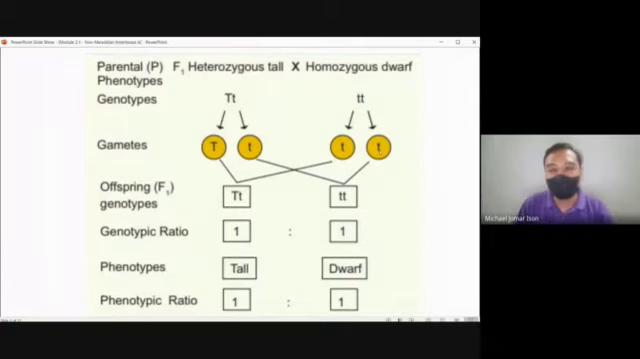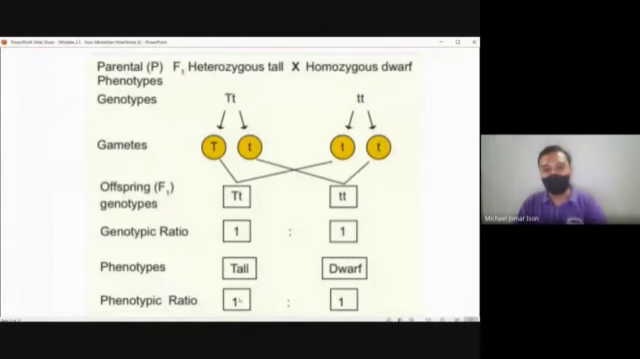When you cross them together, you will produce big T small t and small t small t, with a genotypic ratio of 1 to 1, because any combination will always result in big T small t and small t small t. So the genotypic ratio is 1 to 1: one big T small t and one small t small t. If you're asked about the phenotypes, of course, these will be tall and dwarf. And what's the phenotypic ratio? Since you have only one big T small t, you have only one tall. There is only one small t small t, so you have one dwarf. So the phenotypic ratio will now be 1 to 1.